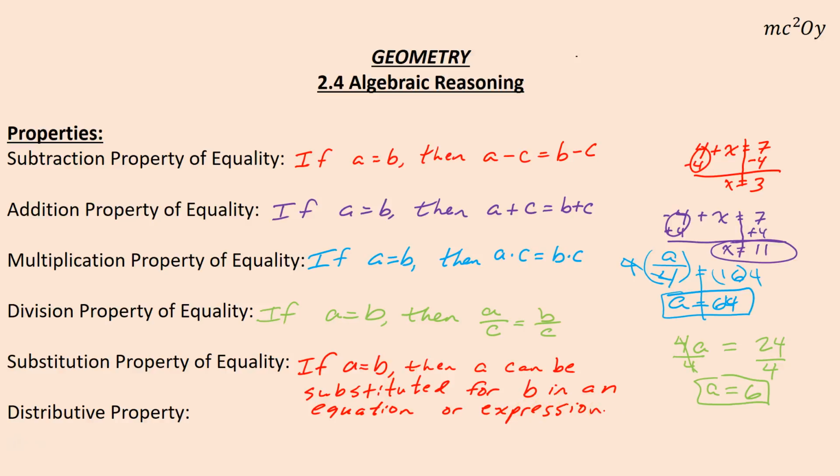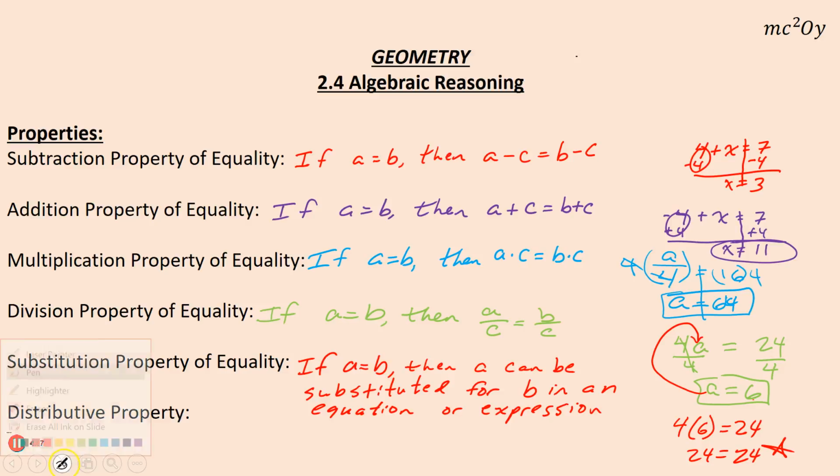So for instance, 4A equals 24. We solve, we get 6. So what we could do is to check our work, just like you've done in the past, you substitute 6 in for A. Okay, so you substitute this back in for A, you solve, you get, well, hey, 24 equals 24. It's true. It works out.